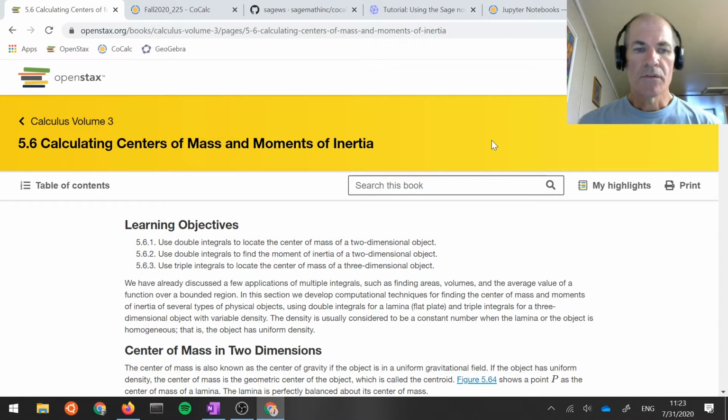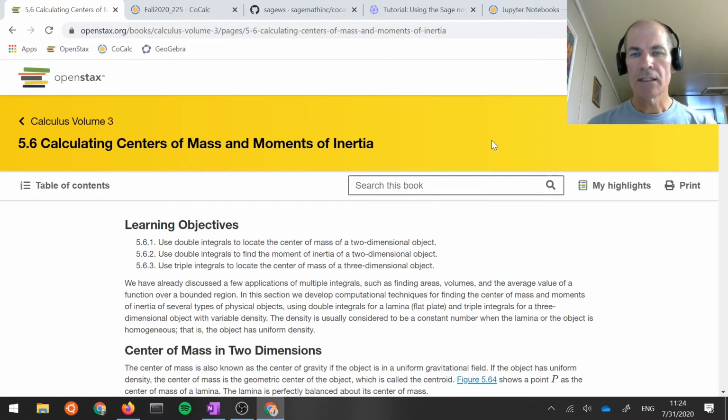So in section 5.6, we're going to do a couple of applications of multiple integration, both double and triple integration. Here we're calculating centers of mass of two-dimensional regions and three-dimensional regions, and moments of inertia, similarly of two and three-dimensional regions. In terms of emphasizing, de-emphasizing, just really for the sake of time and the sake of focus, I'm going to de-emphasize moments of inertia and really focus on centers of mass.